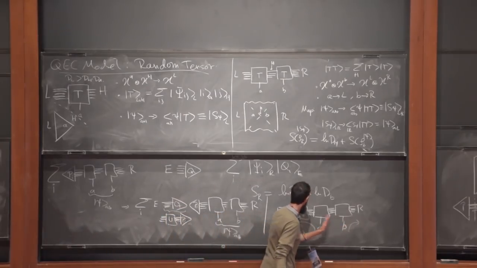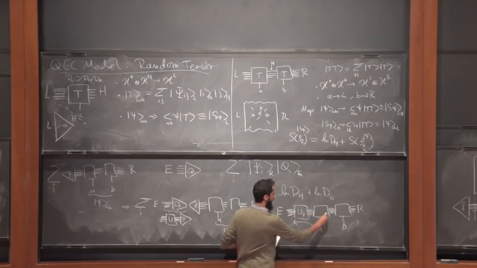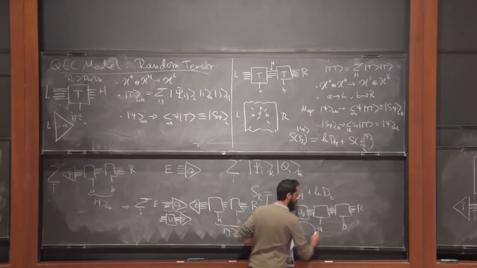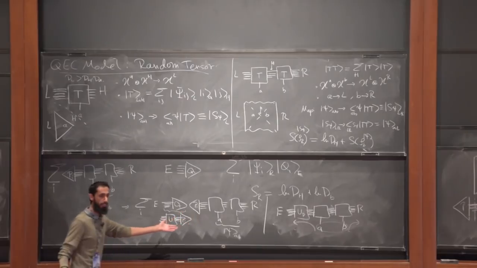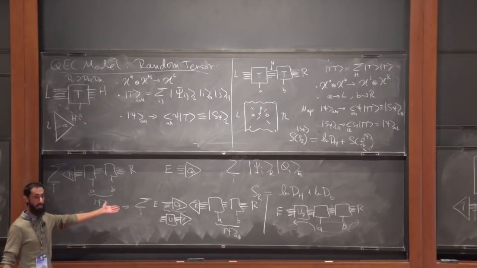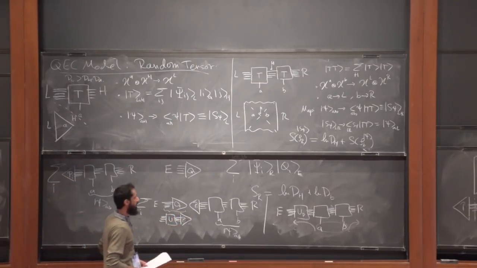And the amount of entanglement between R and E is this, which is the area of the horizon plus the entanglement between A and B. Now we know what this is. It just goes by the name of ER equals EPR.